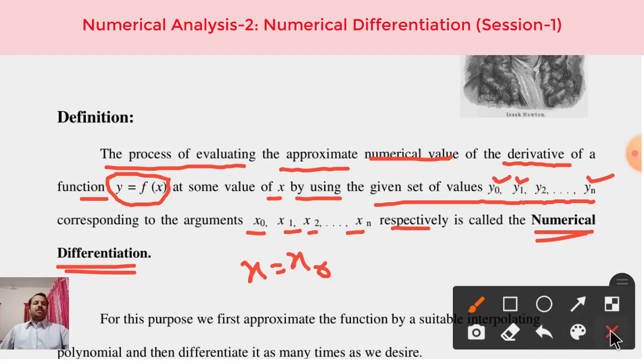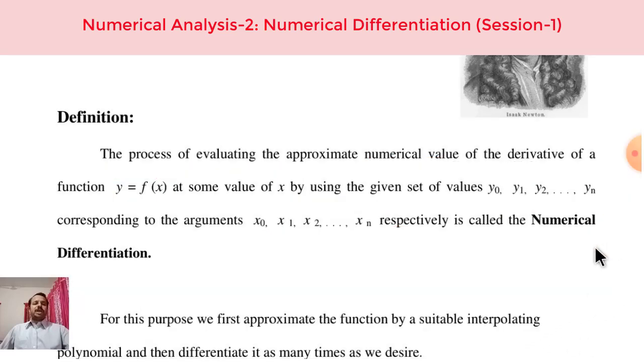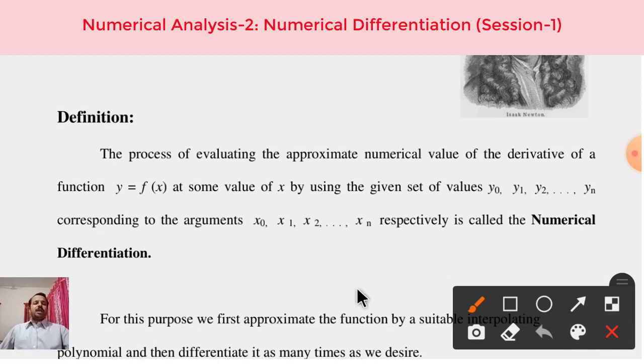So once again, we have to understand here that we are now in a position of evaluating the derivative of the dependent variable y with respect to the independent variable x at some value, say for example xr, with the help of the table of values which is given to us.